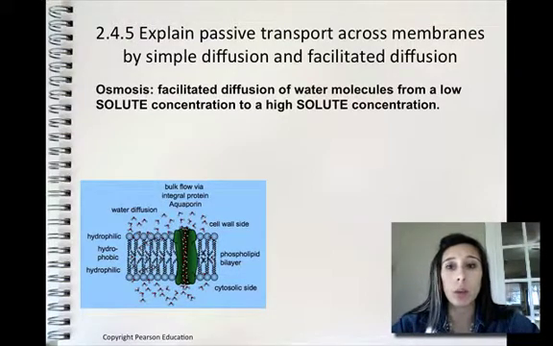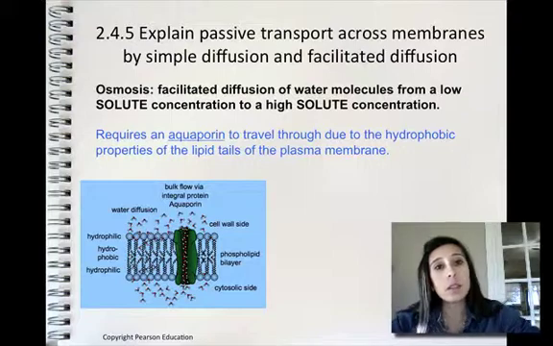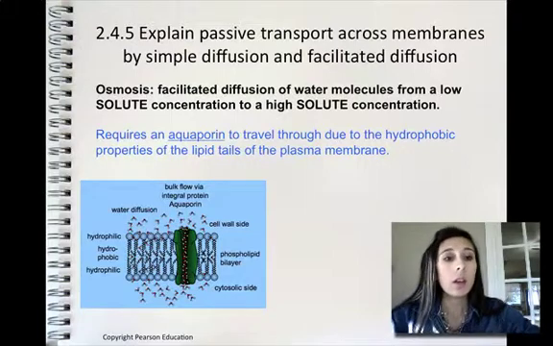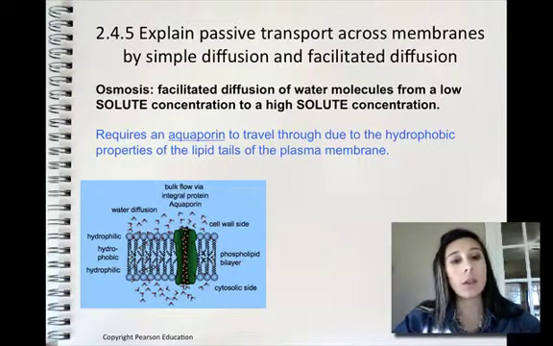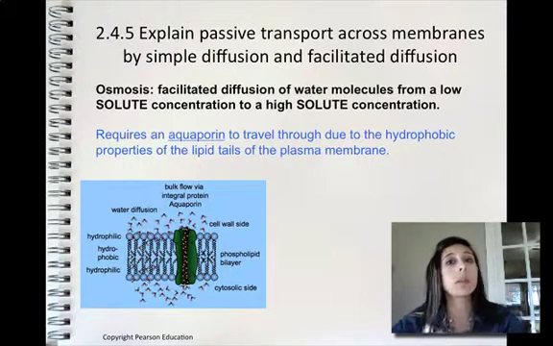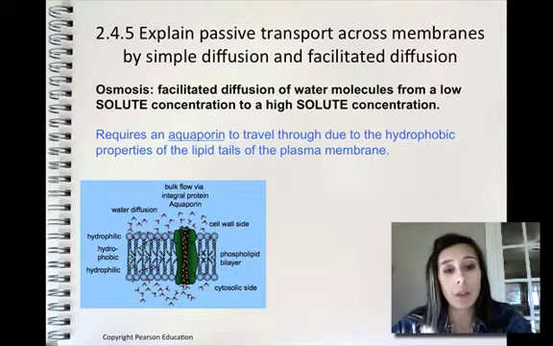We're looking at water molecules that are going to move from a low solute concentration to a high solute concentration. A solute is something that is dissolved by a solvent, and in this case water is the solvent. This cannot happen through the plasma membrane, because the plasma membrane is hydrophobic because of the lipid tails of that phospholipid bilayer.